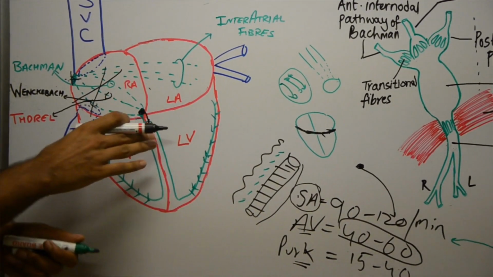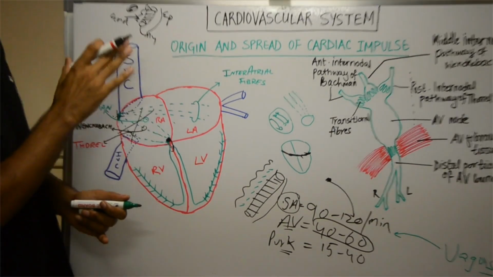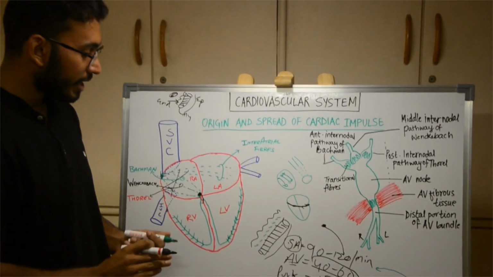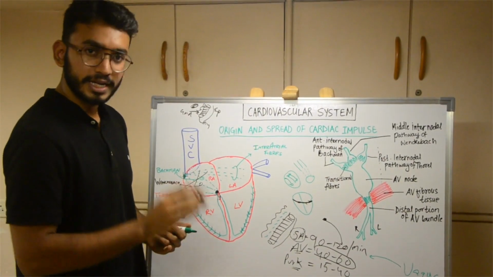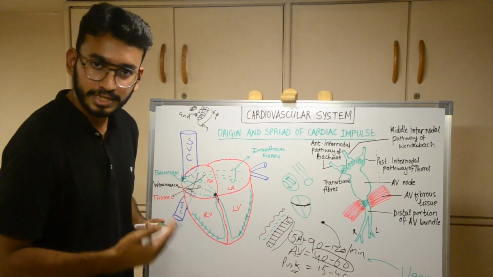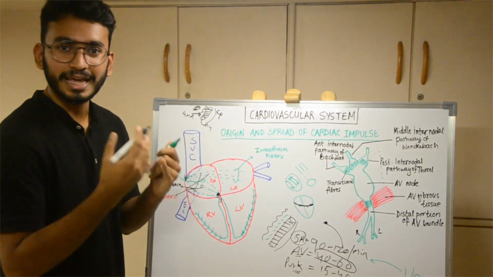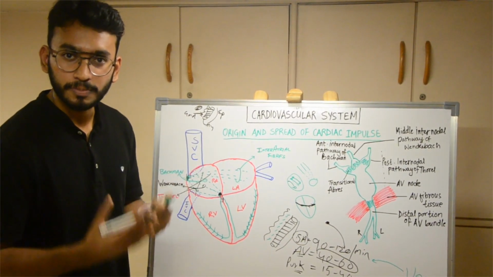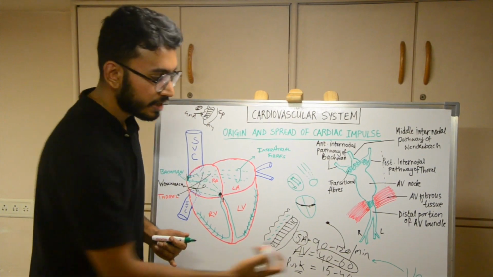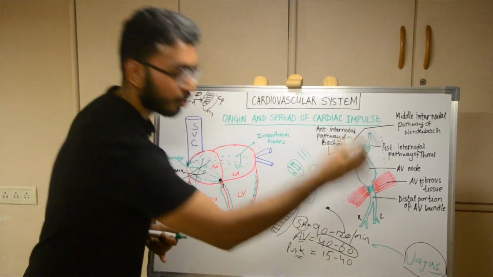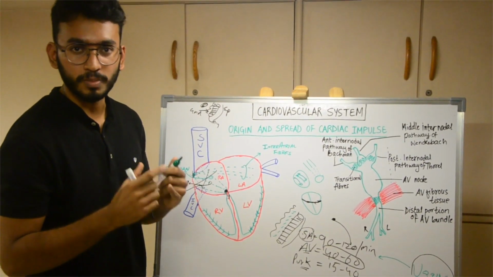Okay, so this is the basics of the spread of the cardiac impulse. We'll go into detail now about how the SA node generates the rhythm, what exactly the autorhythmicity property is, and how exactly the vagus plays a role in determining the normal heart rate.